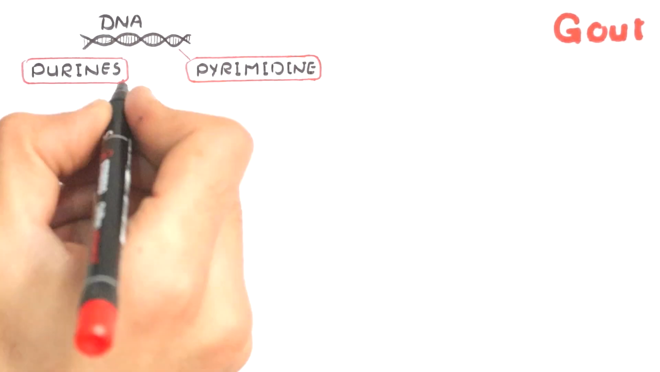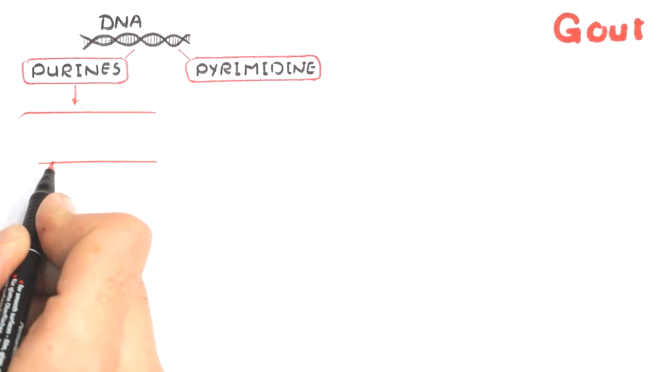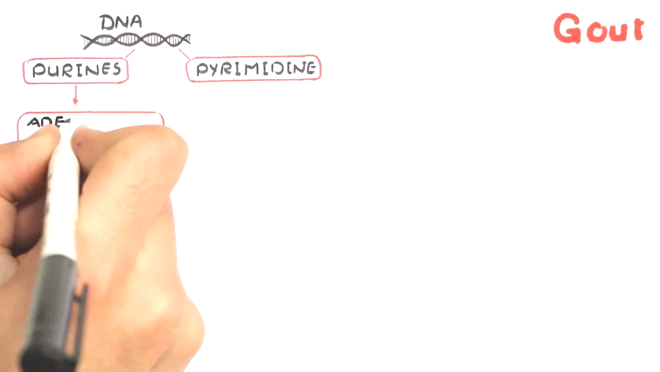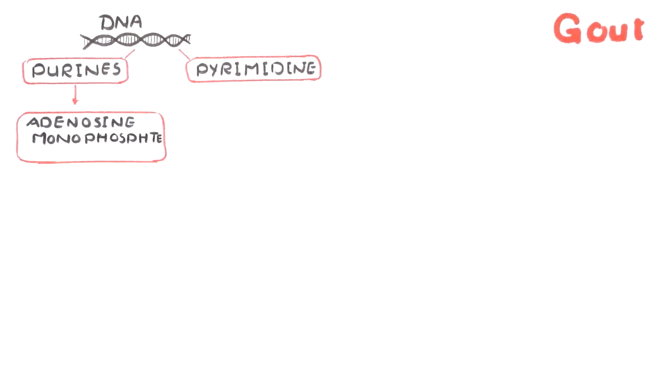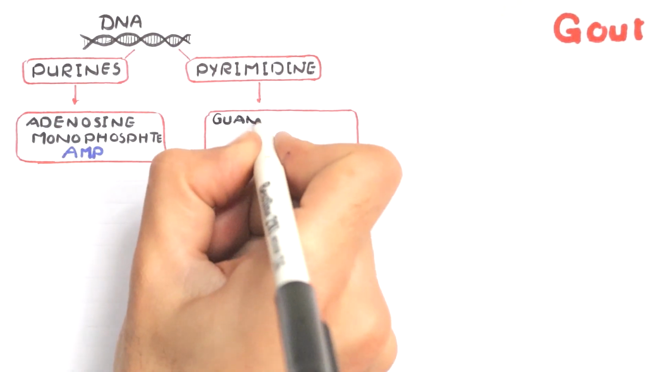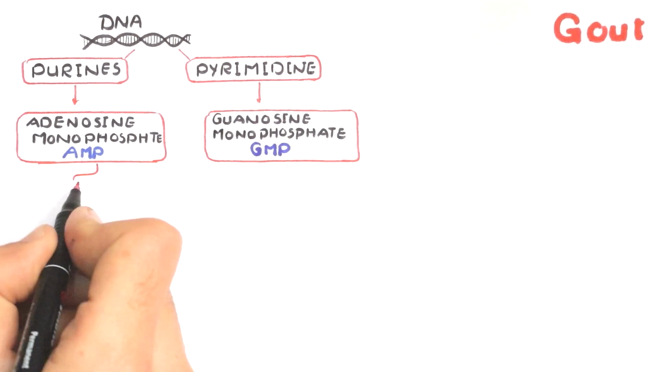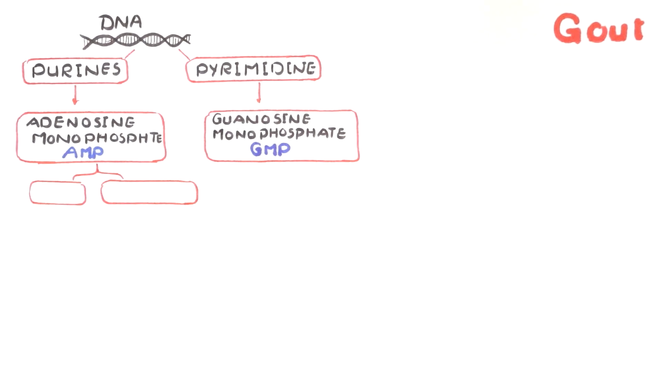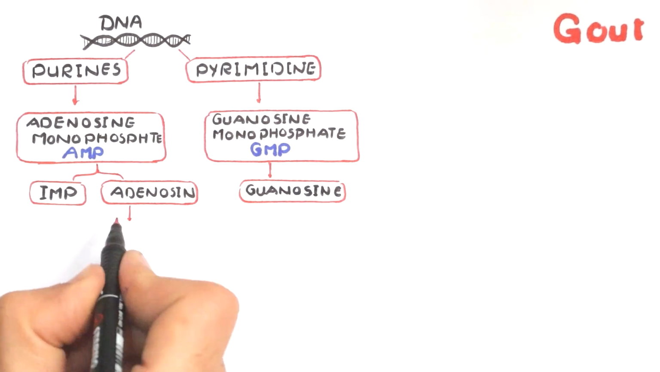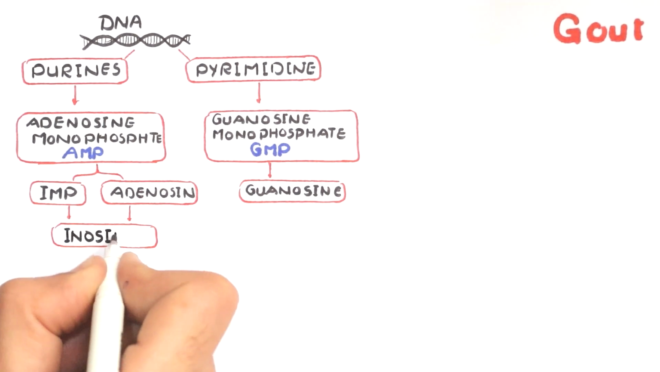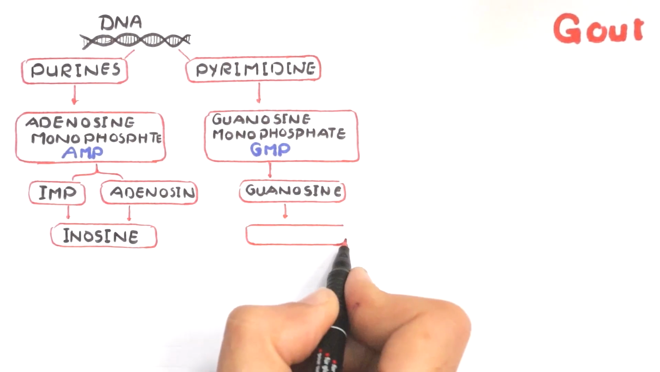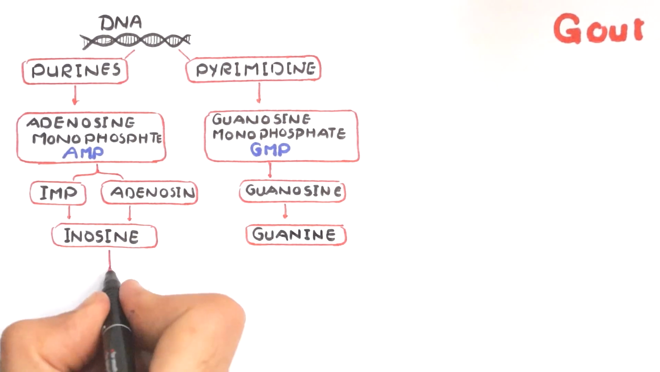Purines, together with pyrimidines, are key components of nucleic acids like DNA and RNA. Purines are first broken down into adenosine monophosphate or AMP and guanosine monophosphate or GMP. AMP is converted into inosine monophosphate, IMP. GMP is converted to guanosine, and by two different mechanisms, both IMP and adenosine are converted into inosine. Guanosine is converted to guanine.